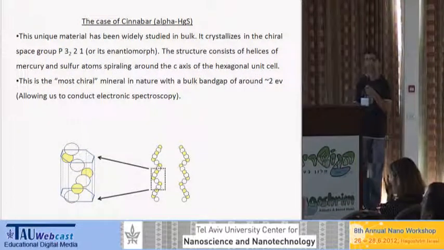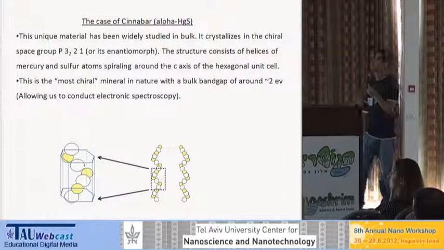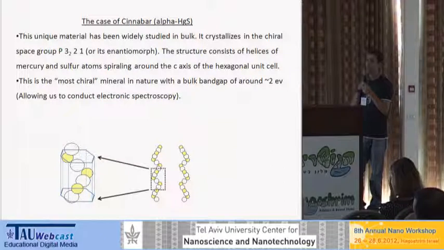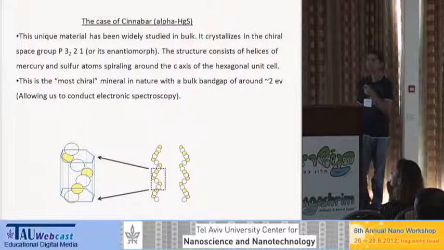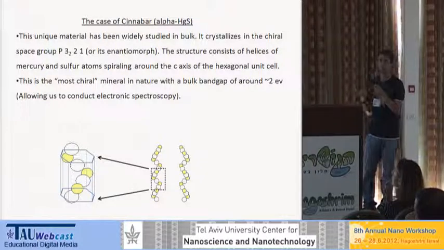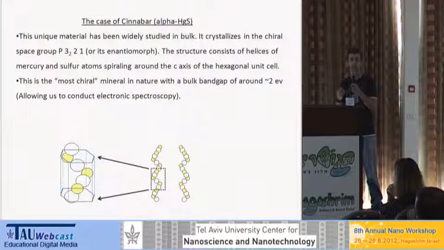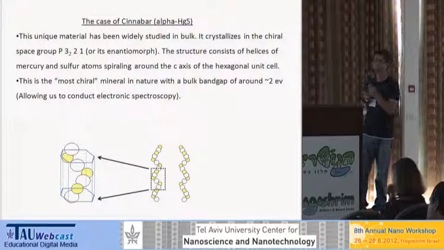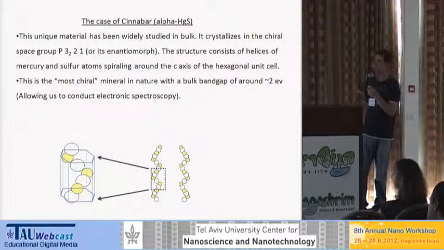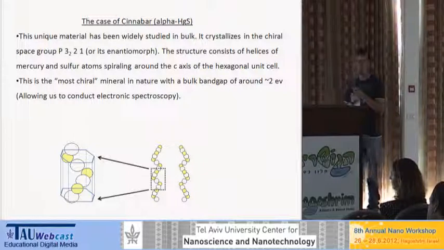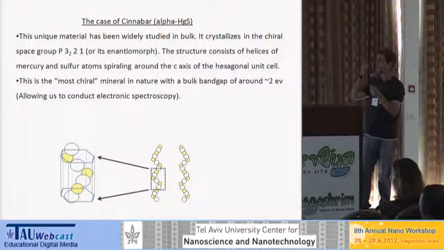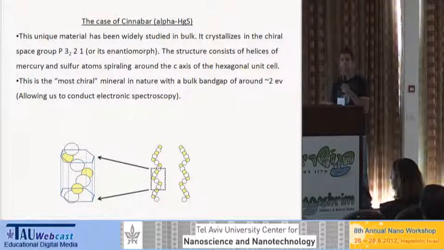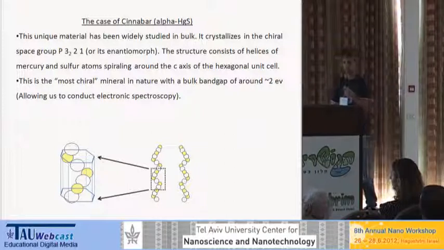So we tried to tackle this problem, and we chose to work with mercury sulfide and its chiral phase, which is called cinnabar. This is a very unique material which has been studied quite a lot in bulk. It crystallizes in a chiral space group. I mean, it's either one of the two enantiomorphic space groups. And the structure is basically helices of mercury and sulfur atoms which spiral around the c-axis of a hexagonal unit cell, as you can see in the bottom image. And this is an interesting material because, first of all, it is the most chiral mineral existing. And second, it has a band gap which allows us to conduct CD spectroscopy because it absorbs visible light. So it's convenient for us.